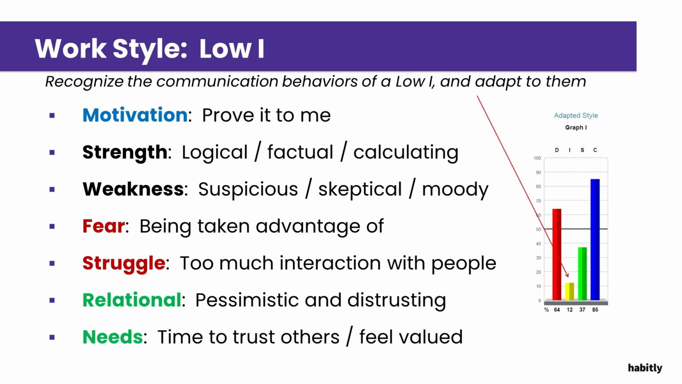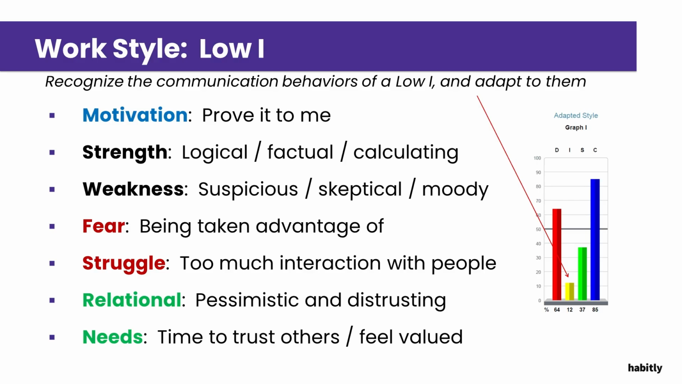Now, the flip side, the low I, the introvert, their motivation is prove it to me. Their strength is they're logical, they're factual, they're calculating. Their weakness is they can be suspicious, skeptical, or moody. The fear is they don't want to be taken advantage of. The struggle is if they have to interact too much with people.